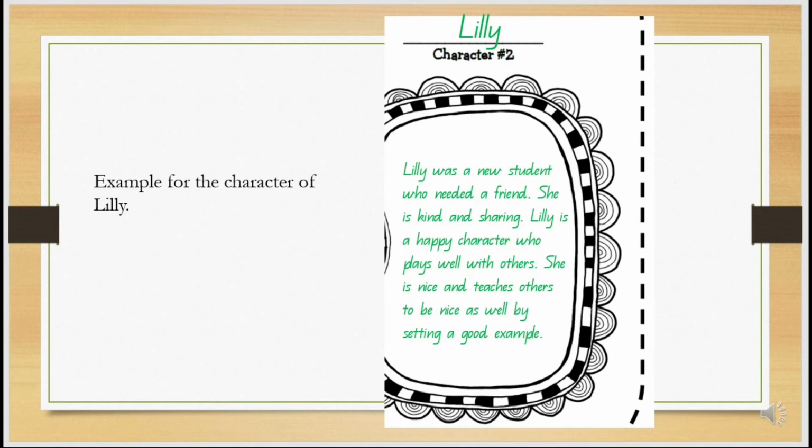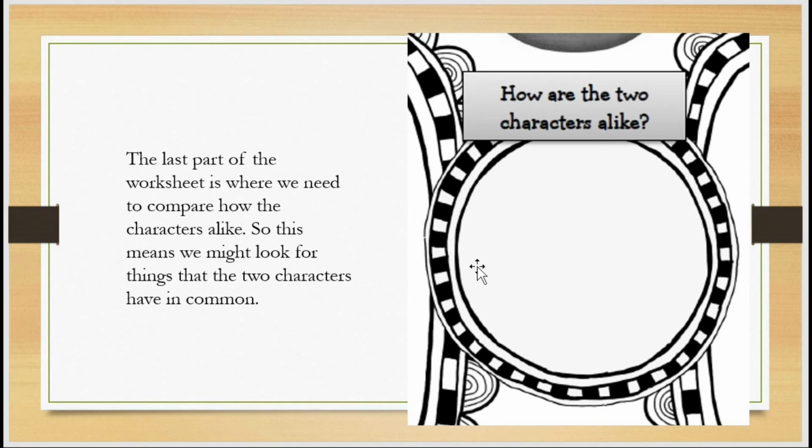Feel free, if you've got more that you want to add in there, you can add more into that box as well. Mine is just an example to make sure that you know what sort of things you can be writing in there. The last part of this activity today is that little circle in between those two. And that's actually asking you, what things do these two characters have in common?